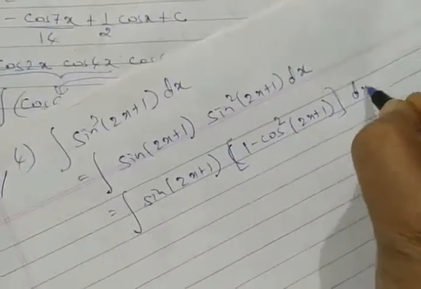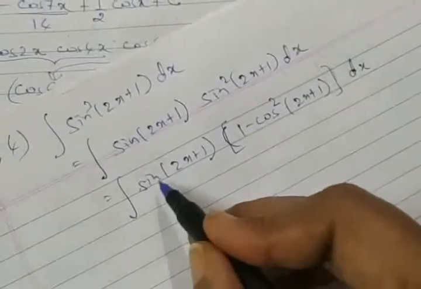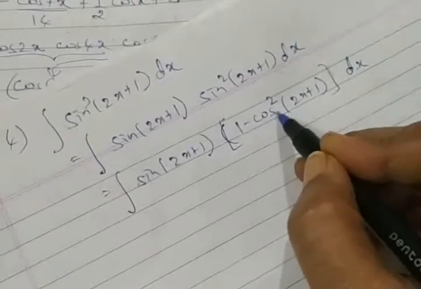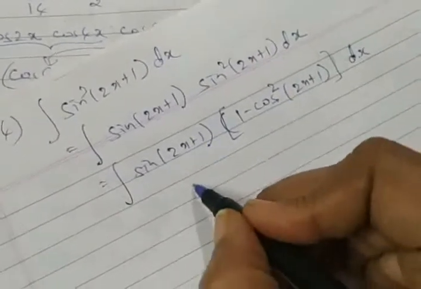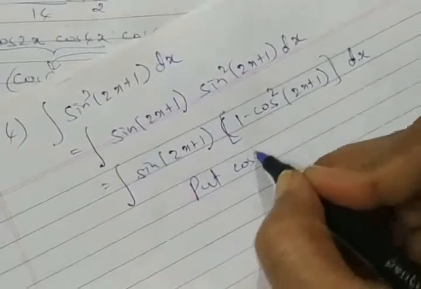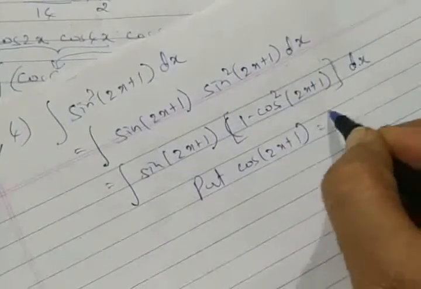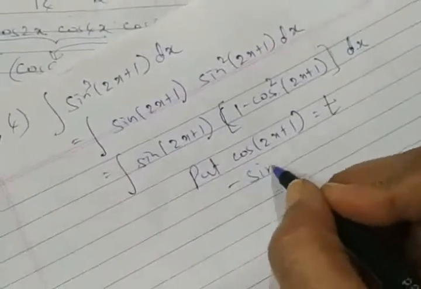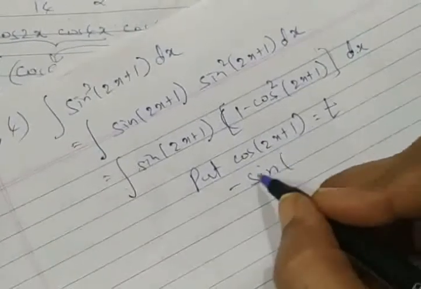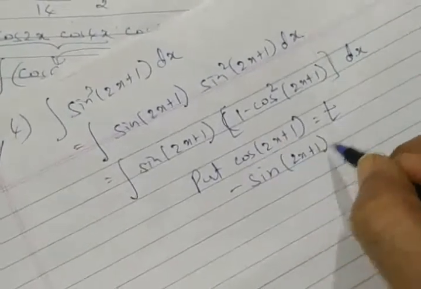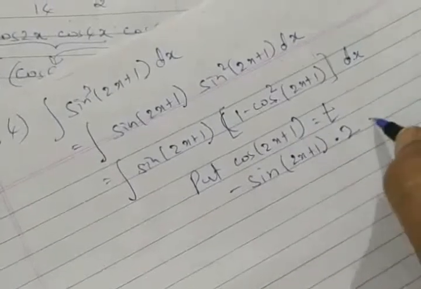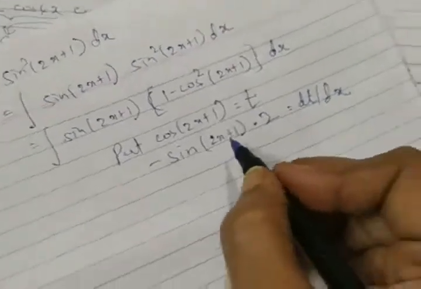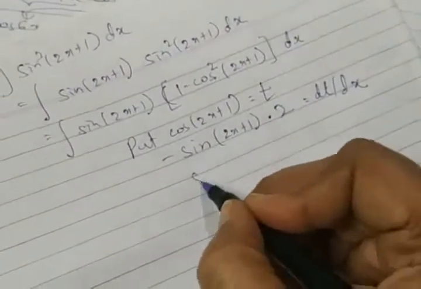Here the differentiation of sine is cos, but we can't claim that with respect to x, whereas the differentiation of cos can be taken as sine. So put cos of (2x plus 1) equal to t, whose derivative is available here. Be careful about the sign. We have minus, differentiation we are doing, minus sine of (2x plus 1) into, by the chain rule, into 2, I mean to say dt by dx. My requirement is sine of (2x plus 1), so let's balance it here.